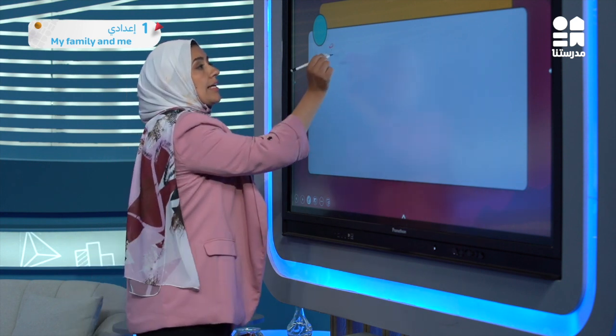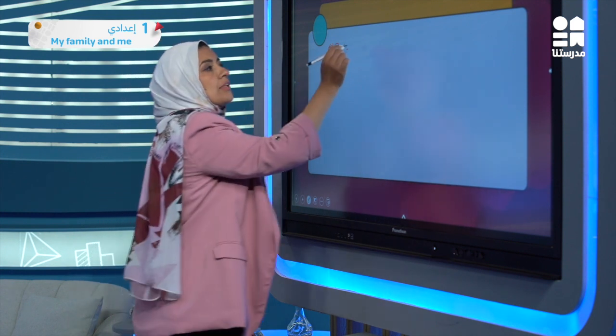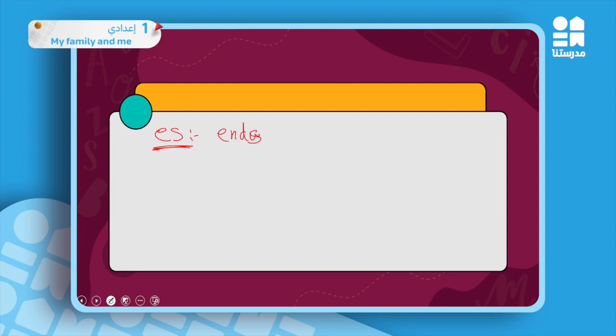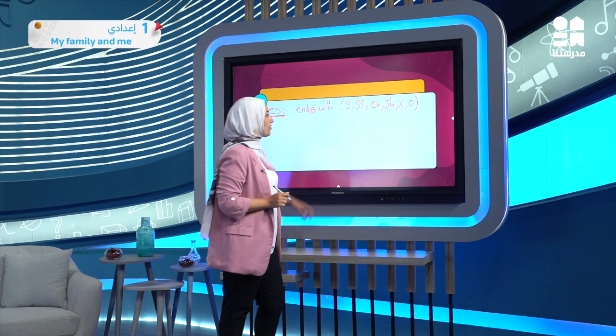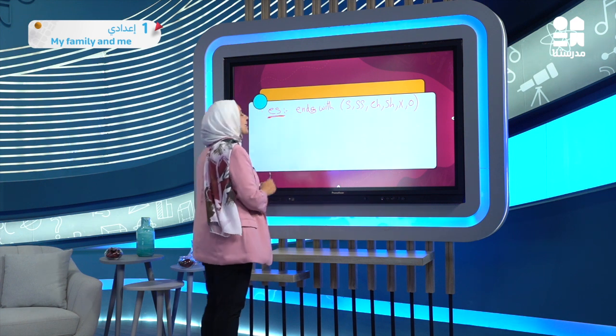I can add es to the verb if the verb ends with s or ss, ch, sh, or x or o. Okay? If I have a verb that ends with one of these letters, I have to add es to the verb.